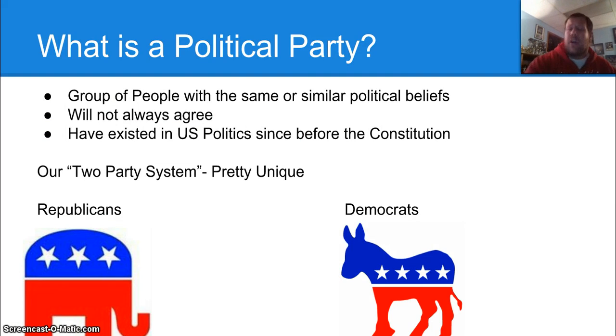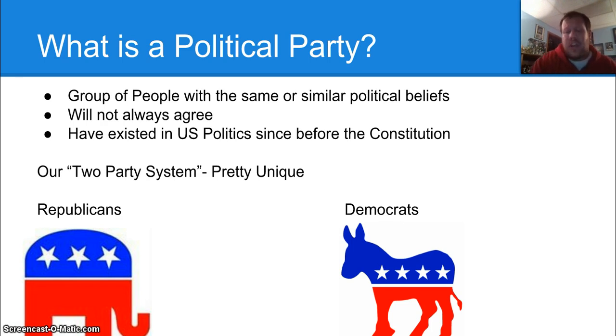When we talk about a political party, it's just a group of people with similar beliefs. If you have a group of people that generally believe the same or close to the same things, that can make them a political party. There'll be a few core beliefs that all members of a party will pretty much go along with. They're not going to agree 100%, but in general, they're going to agree on the basics of a number of core beliefs, all right?